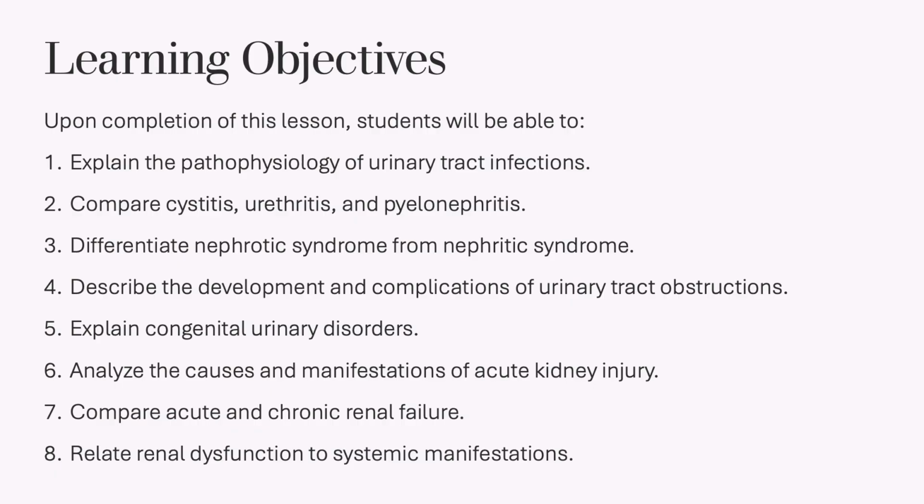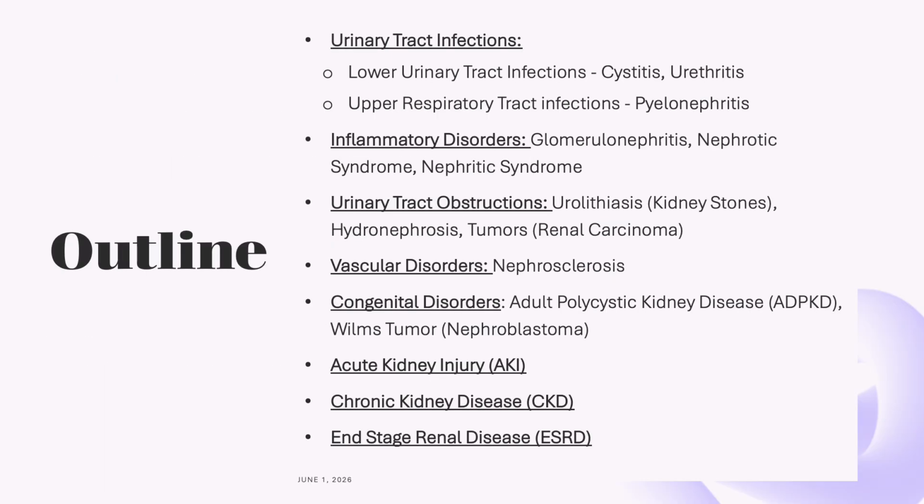Here are the lesson objectives. We're going to begin with the different urinary tract infections, following the progression of the disease from the lower urinary tract to the kidneys. Next, we'll discuss inflammatory disorders involving the glomeruli, followed by obstructive disorders, vascular disorders, congenital disorders, acute kidney injury, chronic kidney disease, and finally, end-stage renal disease.